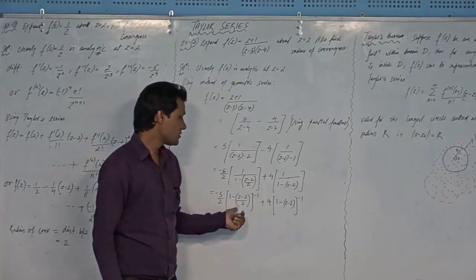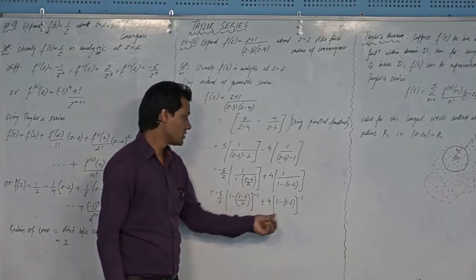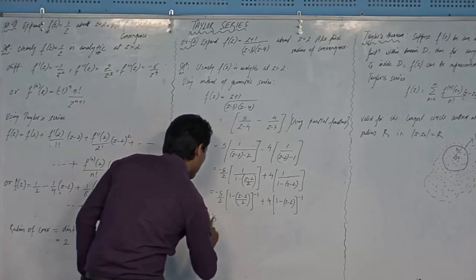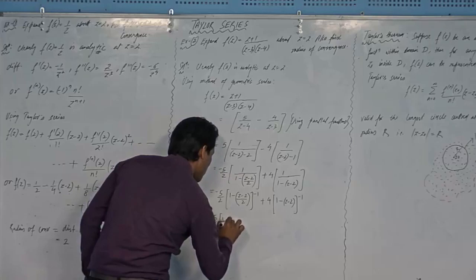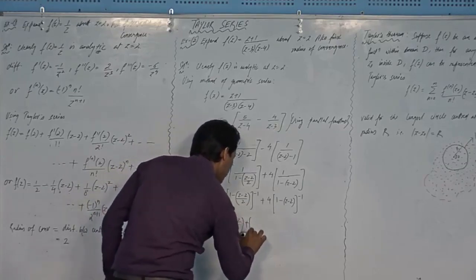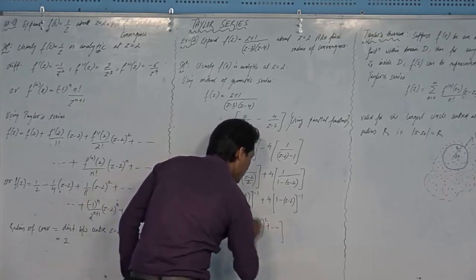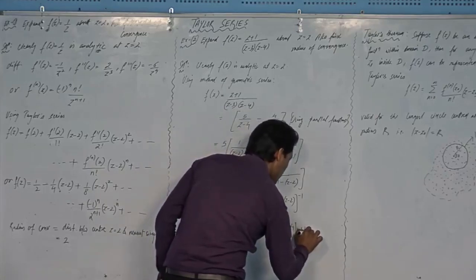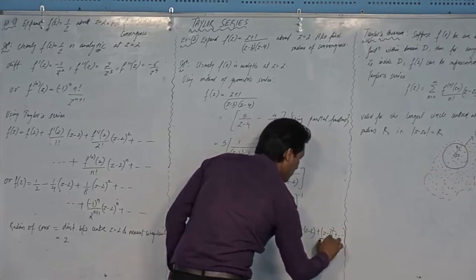1 minus alpha to the power minus 1 is 1 plus alpha plus alpha square and so on, and same for this one, right? So applying the geometric series for both of these two terms, minus 5 by 2 times (1 plus (z minus 2) over 2 plus ((z minus 2) over 2) whole square, and so on), an infinite series. Similarly for this one, 4 times (1 plus (z minus 2) plus (z minus 2) whole square and so on), right?